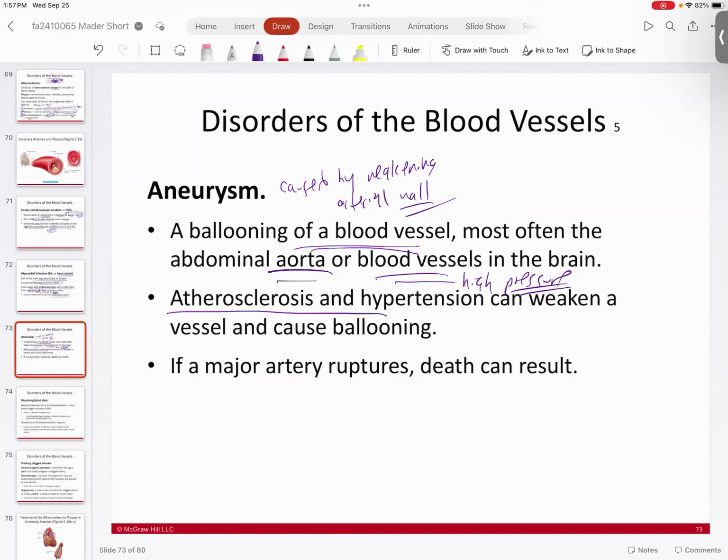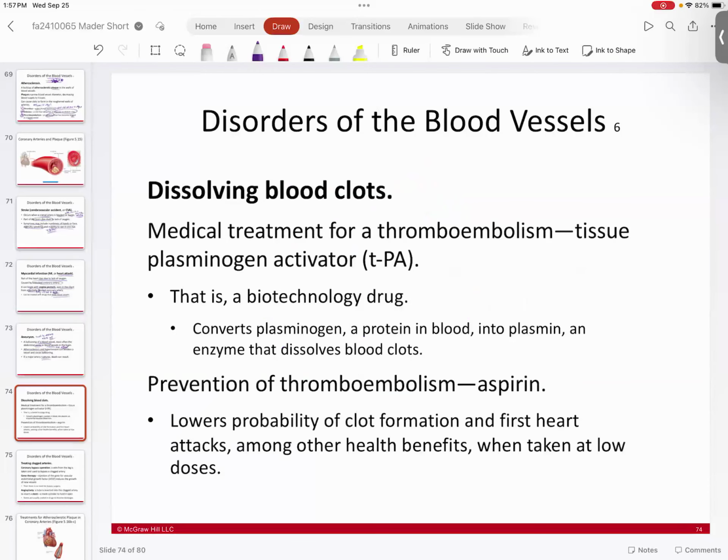All of these basically need to be monitored. And so if it ruptures, it's pretty much gone, right? There's no getting you to the emergency room. You're dead on arrival. You're pretty much gone. It's very quick. It's probably one of the quickest causes of death that we have.